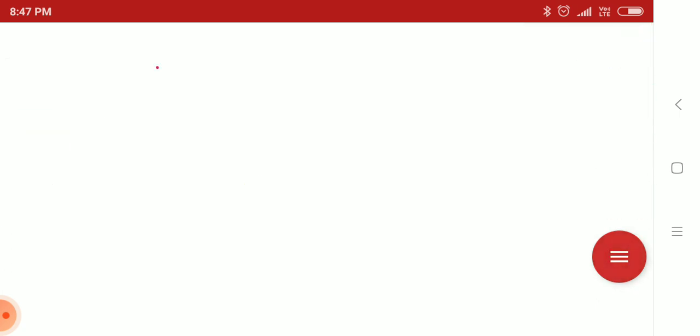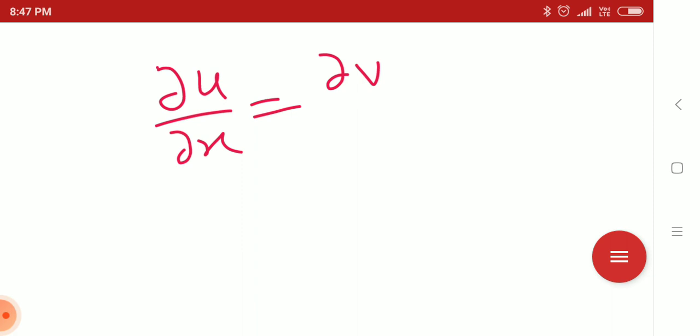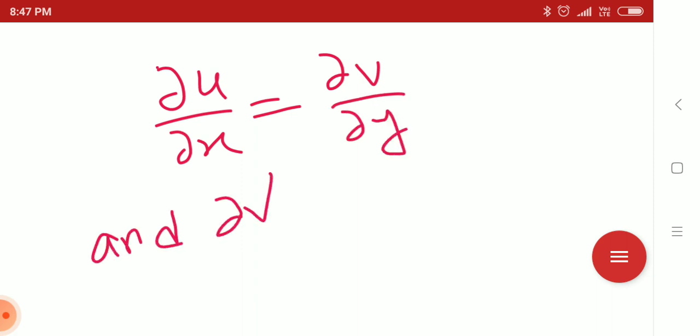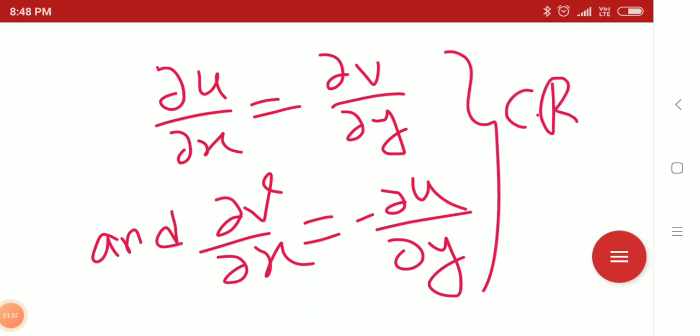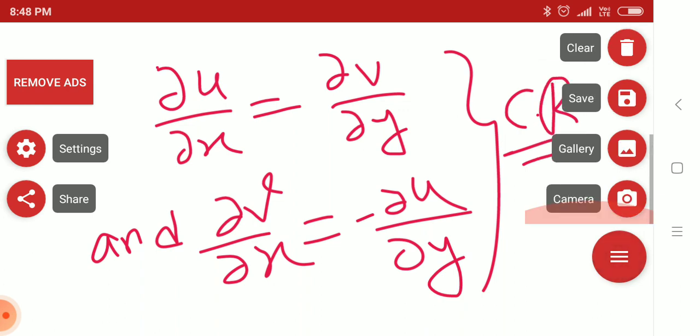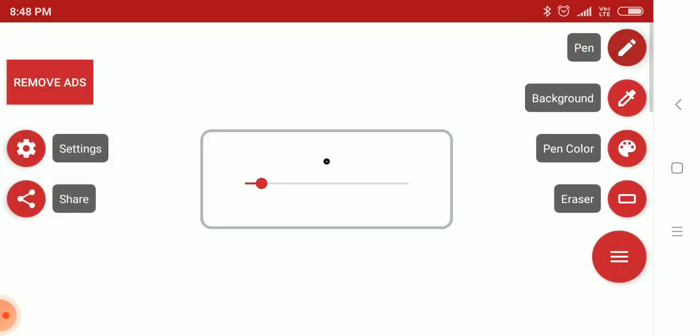First of all, we all know the Cauchy-Riemann equations: del u by del x equals del v by del y, and del v by del x equals minus del u by del y. This is known as the Cauchy-Riemann equation, the CR equation. Now suppose you are given u, so how to proceed?